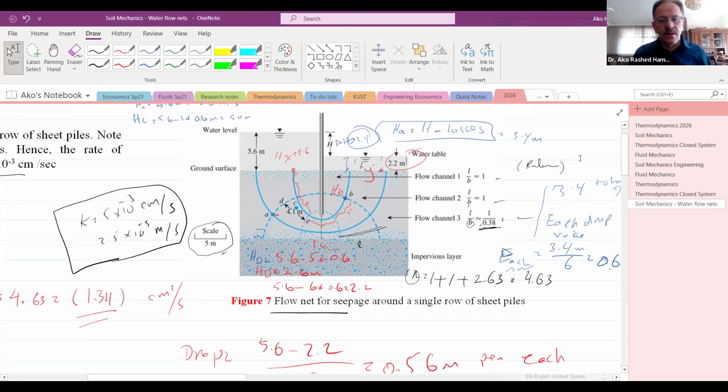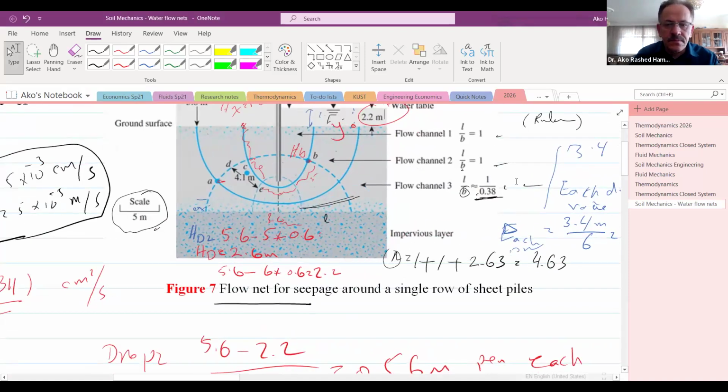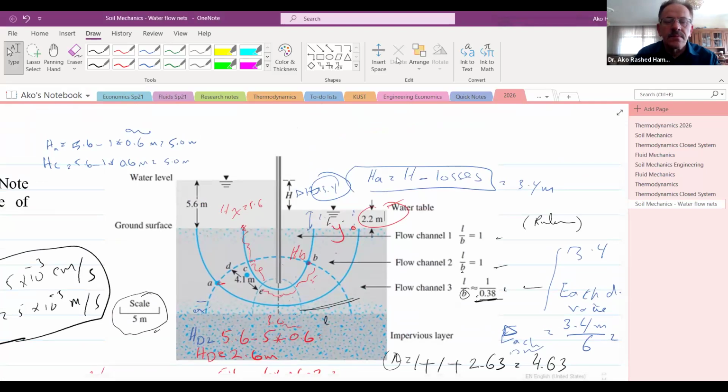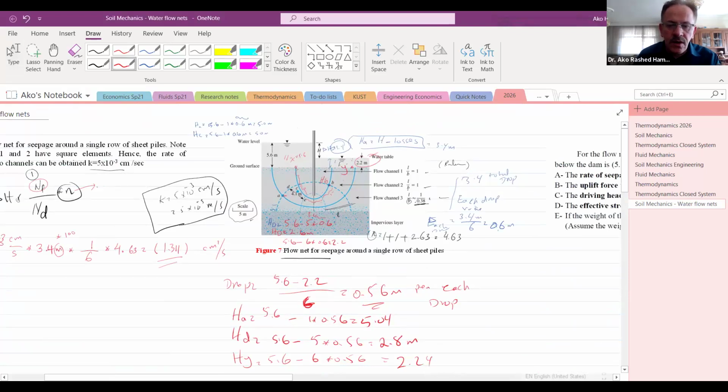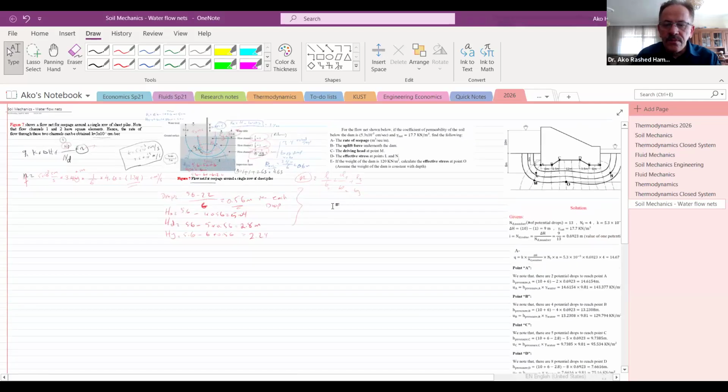Okay, is that clear, please? Yes, doctor. Okay, so the main point is in this kind of flow net, when we have been given a scale, first of all you have to check for N. N means the P over L: N equals L over B plus L over B, that is L1 over B1, L2 over B2, L3 over B3. Here are the values.